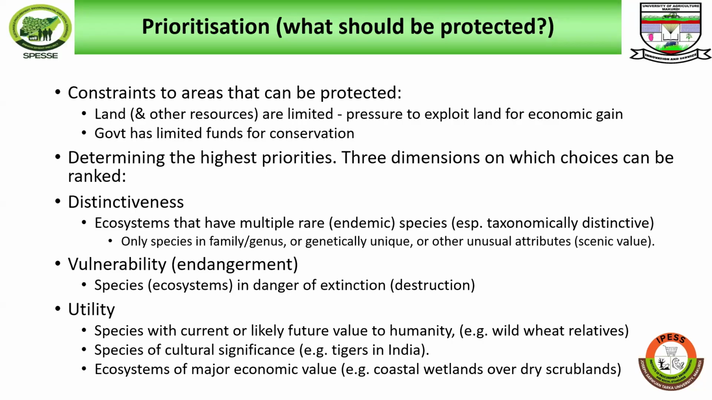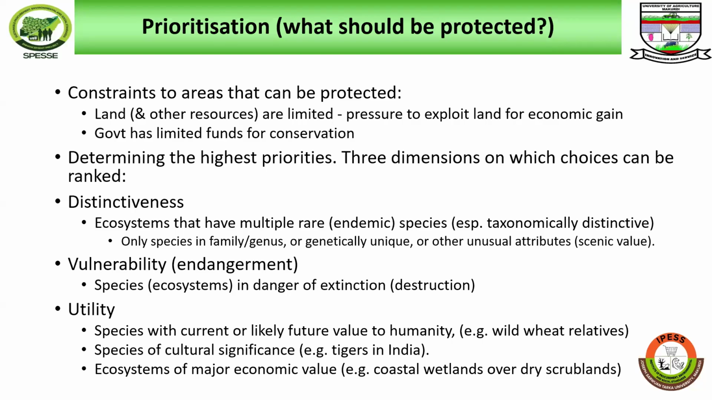You think of ecosystems that have multiple endemic or rare species, not just one. So you are looking at how you preserve a large number of endemic species, species in a family or genetically unique, or with other unusual attributes. For example, if it's a vegetation and it's a beautiful vegetation, you are also looking at that. How distinct is it? Vulnerability. The species you have an interest in, is it in danger of extinction?